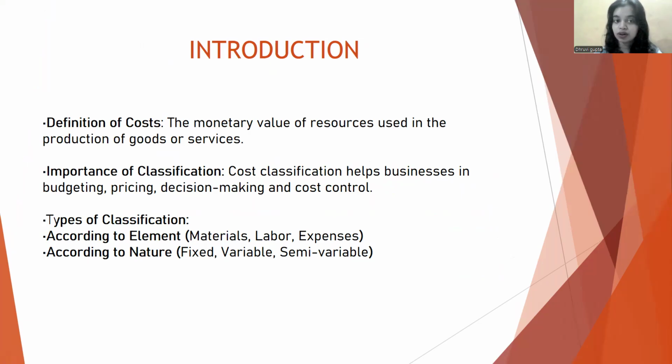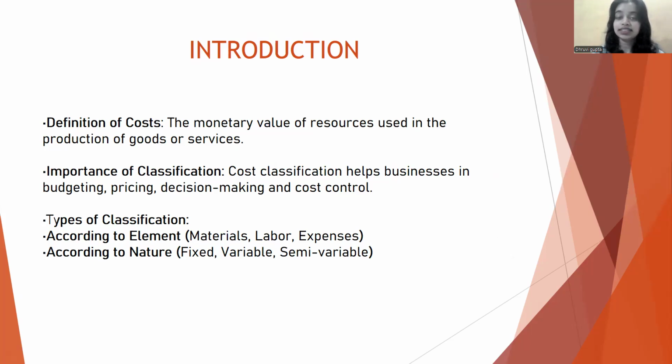So, what is cost? The monetary value of resources used in production of goods and services is called cost. Or we can say it is the monetary value required to acquire, reproduce, or maintain something. Also, it represents the amount of money, effort, time, or other resources expended to achieve a specific goal or to obtain a product, a service, or execute a process.